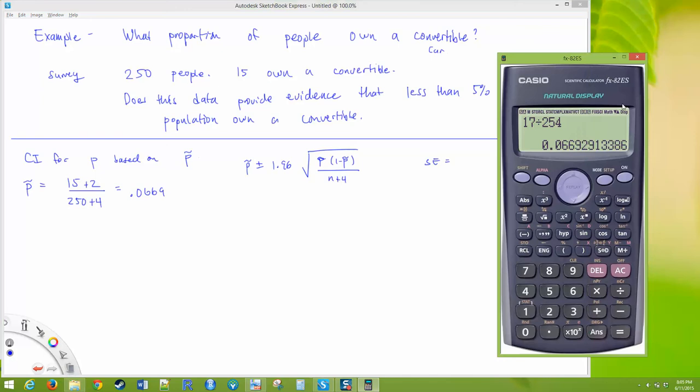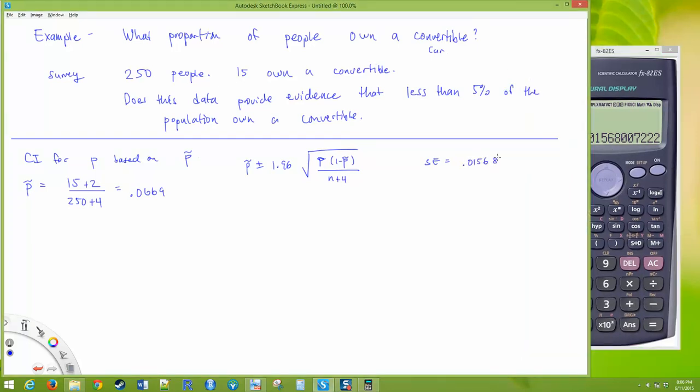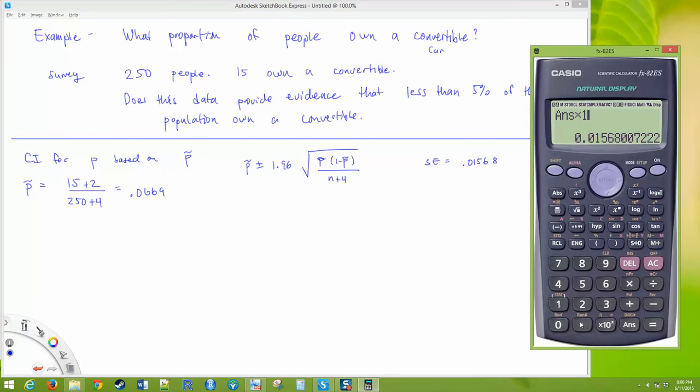Okay, so let's figure out what the standard error is. So the standard error is going to be this times 1 minus that. Okay, I'm not even bothering typing in 0.0669 because I have it stored as my answer, and I'm going to divide by N plus 4, so 254, and I take the square root of this number, and I get my standard error is 0.01568. Okay, I'm going to multiply that times 1.96.